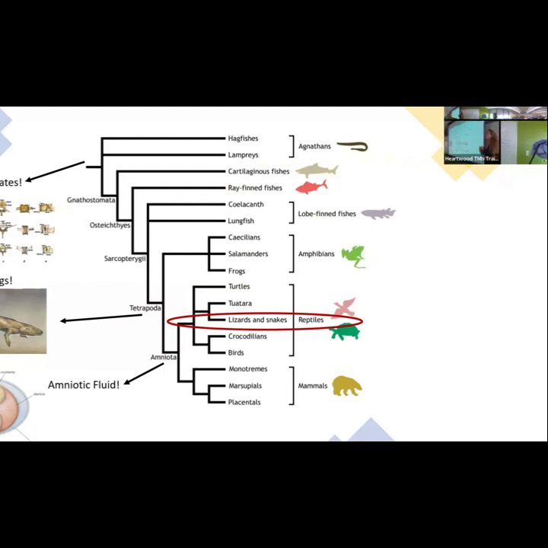So crocodilians and birds are very closely related. They're both archosaurs, and crocodilians in general have not changed their body plan since the dinosaur age. So we're talking about 200 million years ago. They look the same. They're very successful at what they do.